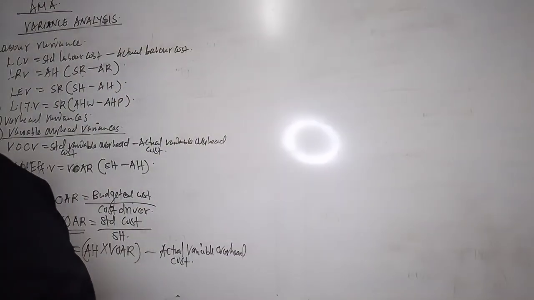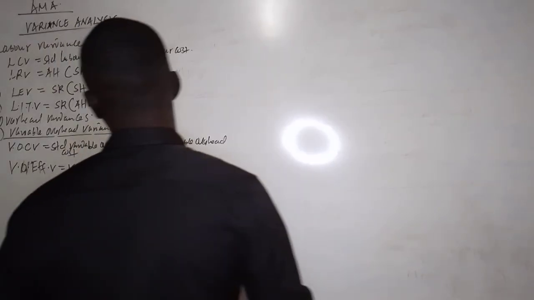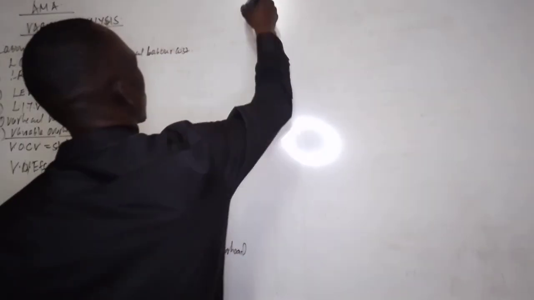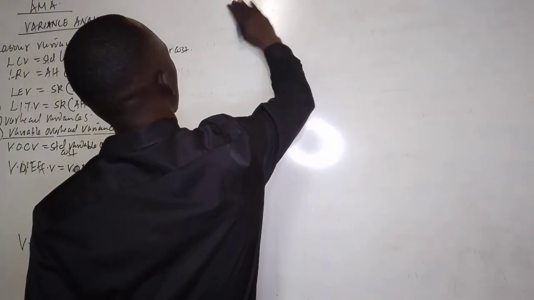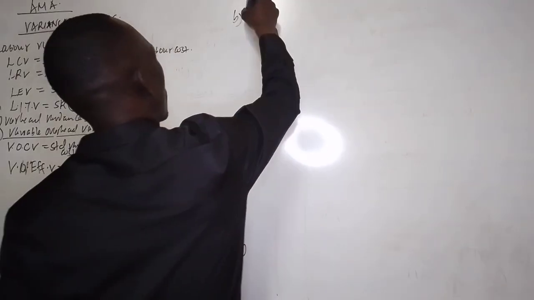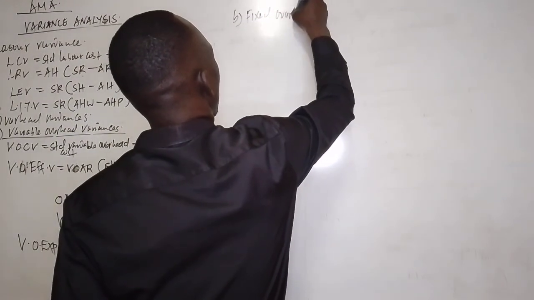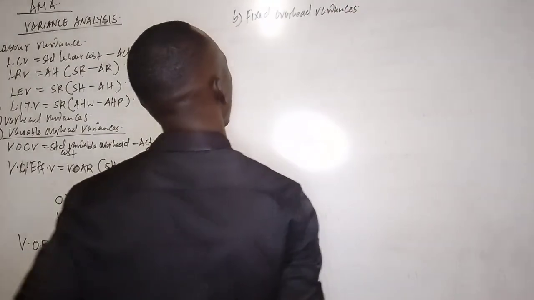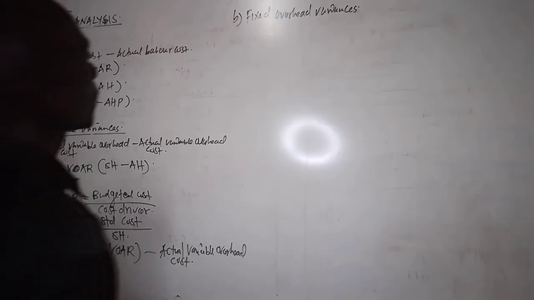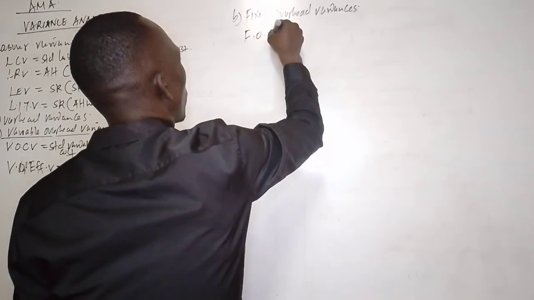Then let us look at the next overhead. The next overhead is what we call the fixed overhead variances. So let us look at number B. Under fixed overhead variances, again we are going to start with the fixed overhead cost variance.